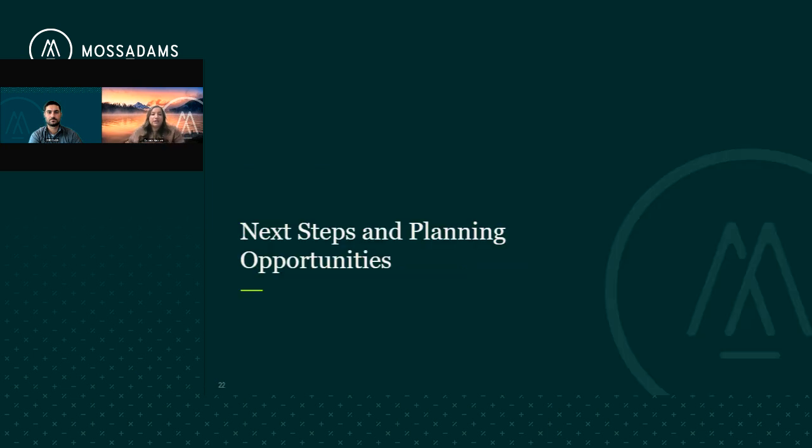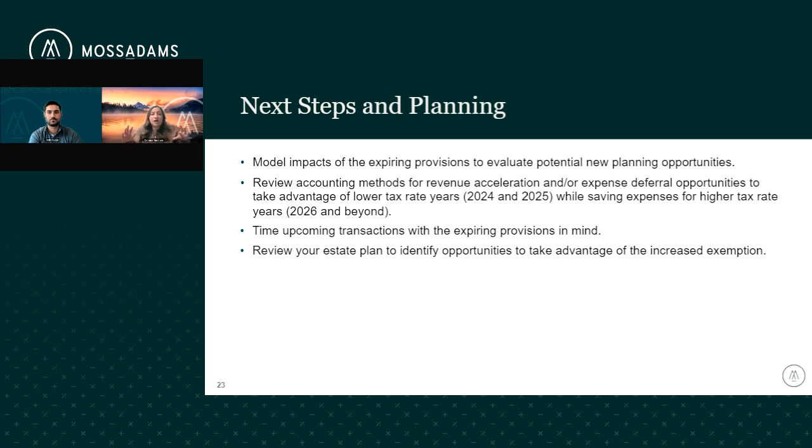Next steps in planning, really, again, we want to re-emphasize there's a lot that's sunsetting, there's a lot that's changing, and really it's kind of making sure you're modeling out what these changes would look like for your specific business. Think about accounting methods, if we should increase revenue in 2024 and 2025 to kind of take advantage of these items, or expenses should be pushed to 2026 to take advantage of the higher tax rates later. So there's a lot of things that need to be modeled and planned. And if you have any questions, feel free to reach out to Josh and myself. Other than that, Amy, I'll hand it off to you to close us out.